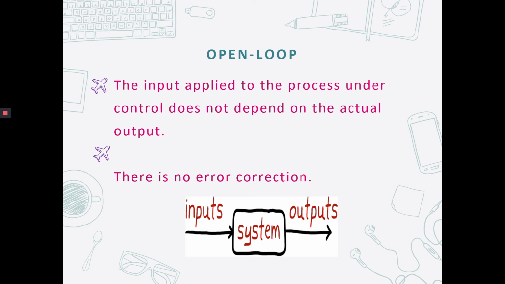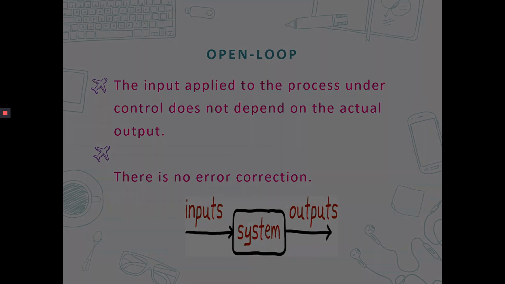An open loop system is one where the input applied to the process under control does not depend on the actual output. A general open loop system is shown in this figure. This is the input and this is the output, where the output is not connected through a feedback path to the input. Open loop systems do not correct for disturbance and are simply commanded by the input. So there is no error correction for the open loop system.